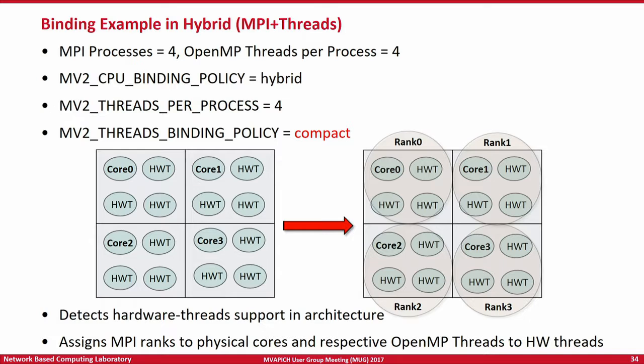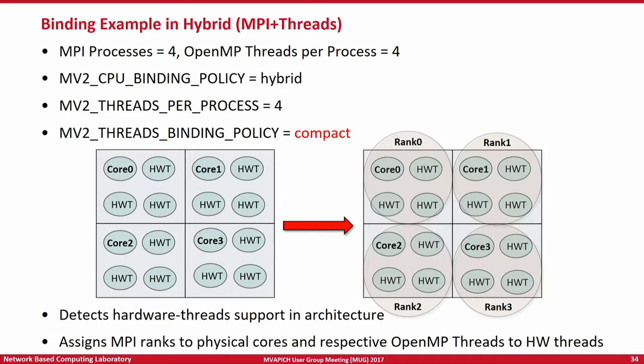And this is the example where you chose the binding policy as linear over compact. So as you can see, there's a difference in how the processes are getting bound to the cores in both scenarios.